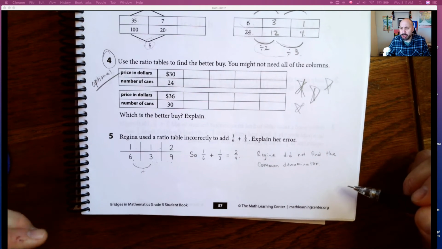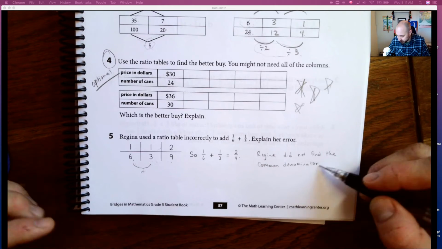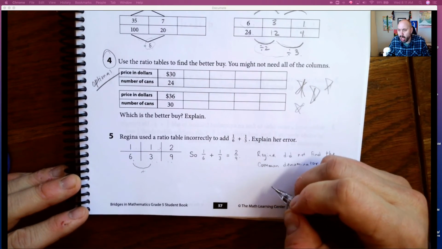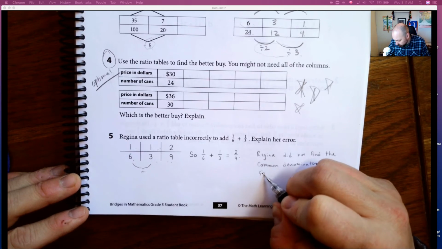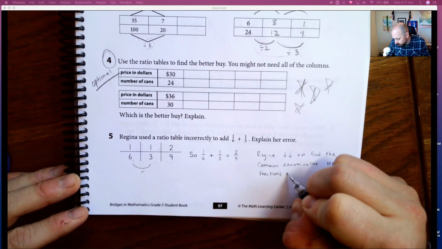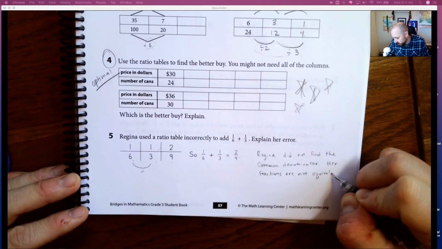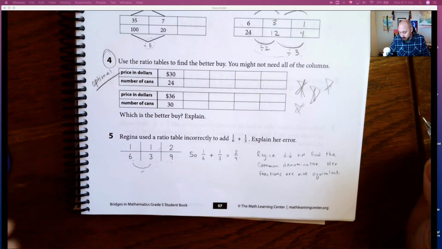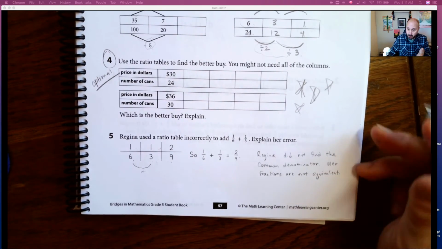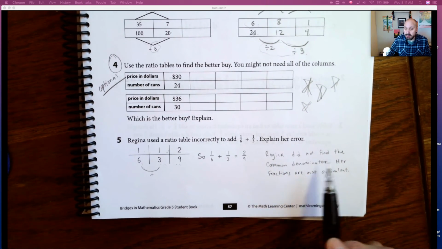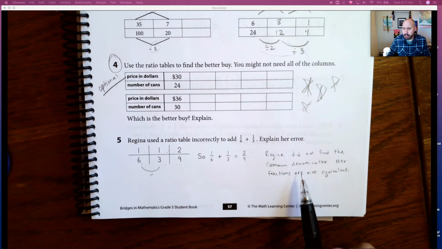Regina did not find the common denominator. So her fractions are not equivalent. Her fractions are not equivalent. Okay? So while you're writing that, Mr. Mac's going to solve this. So what I said again, Regina did not find the common denominator. Her fractions are not equivalent.